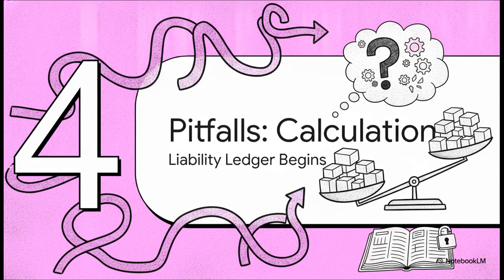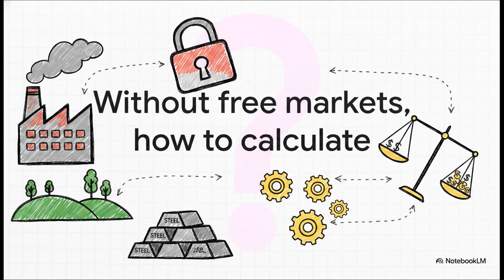Section 4. The pitfalls. Calculation. The liability ledger begins. So we've seen the theoretical triumphs, but a truly impartial audit requires us to flip the page and look at the massive structural roadblocks, and we have to begin with a core problem of calculation. I want you to pause for a second and really think about this fundamental economic puzzle.